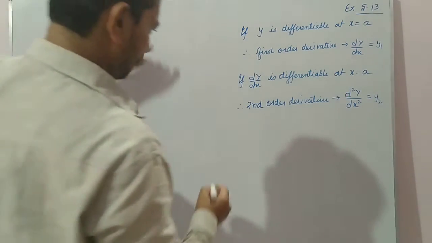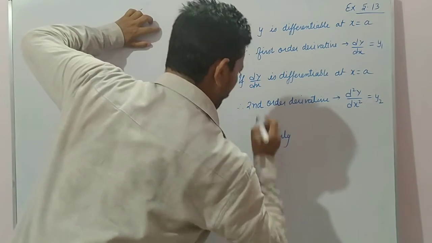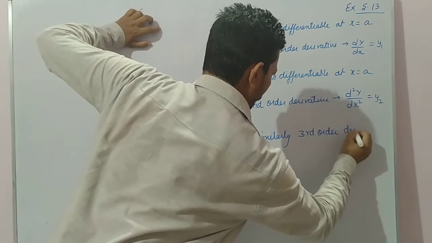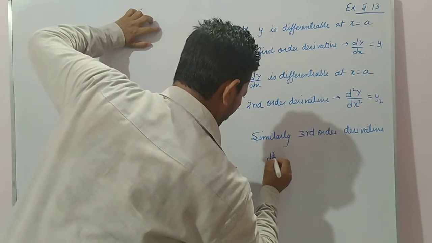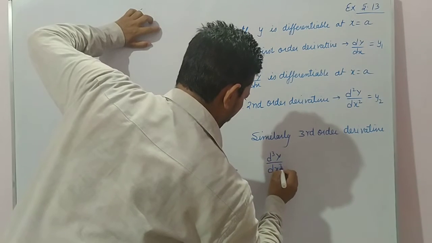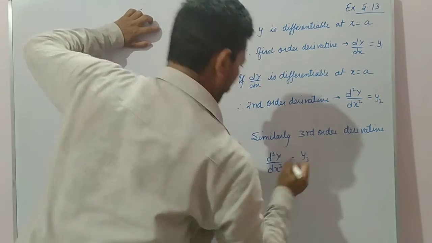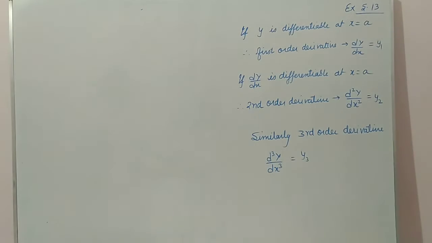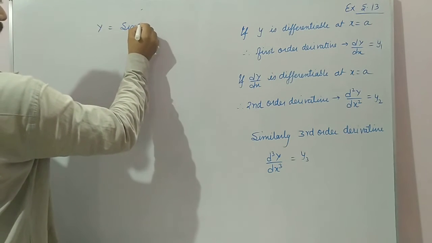Similarly, the third order derivative can be written as d3y by dx cube, that is y3. In short we write y3 for the third order derivative. So this is first order, then second order, then third order. As an example, suppose y equal to sin 2x.